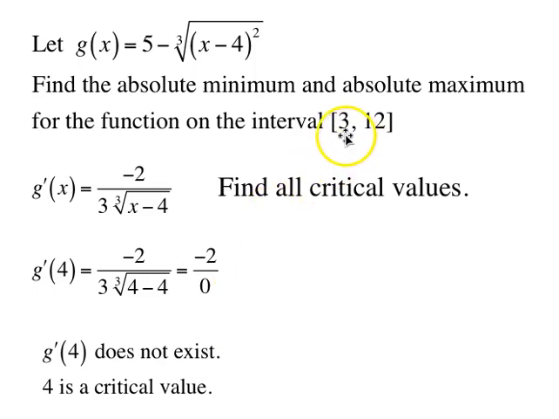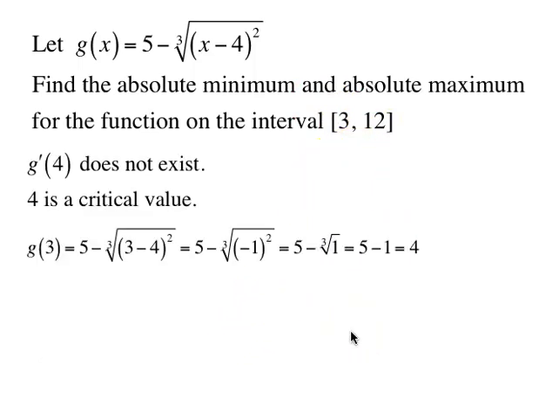What is also important, though, is 4 is between 3 and 12. We're interested in this interval. We are going to check the endpoints as well as any critical points in between them. 4 is a critical point between them. So we're going to check 3, we're going to check 4, we're going to check 12.